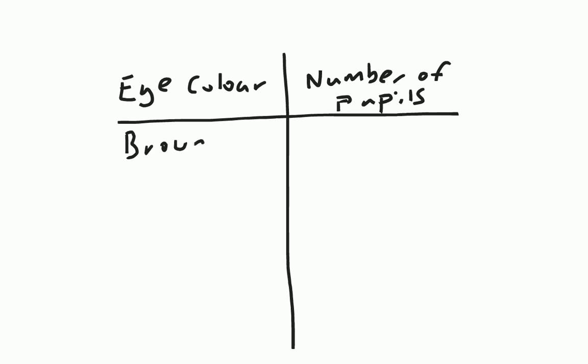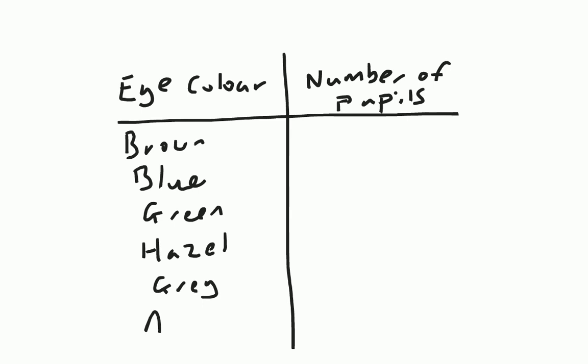like brown, blue, green, hazel, grey and amber. And then we might have the number of pupils with eyes of those different colours, so brown being the most popular, possibly then blue, some green, some hazels, maybe no greys, and an amber in there.